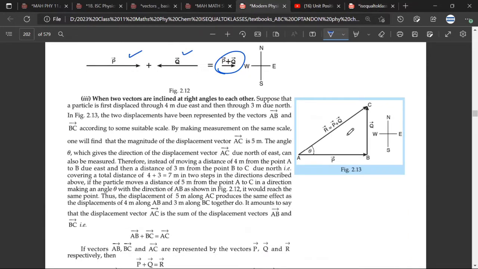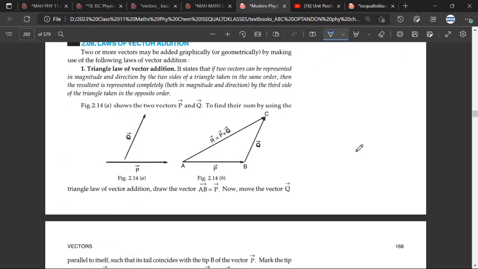I want to add two vectors which are at right angle with each other. What I do is join the tail of the first vector with the head of the second vector. I join these two, and this would be the resultant. Are we clear? Now this is what is called the triangle law of vector addition. This is what I have done. In school exams, they might ask you this as a theoretical question also. So this is what is called vector addition, and they have given this definition also. Are we clear?